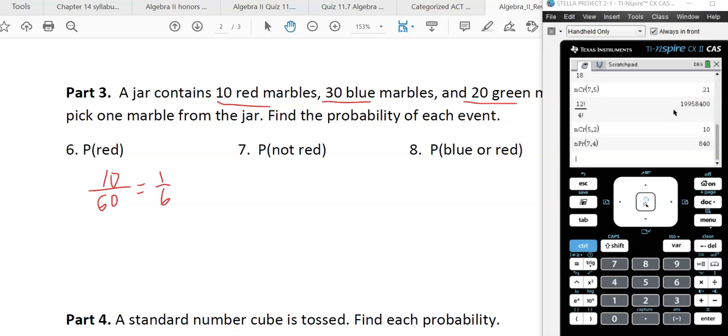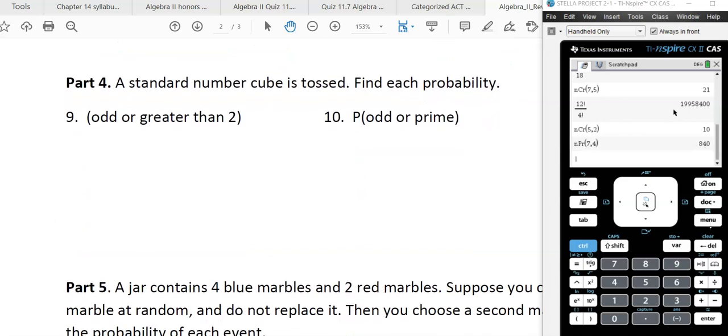And not red. So it's still choosing out of 60, but not red would be all the others. Well, 20 and 30, green and blue, add up to 50, so that'd be 5/6. Now blue or red. There's no overlap between the two, so I'm just adding those, so that'd be 40 over 60, which is 2/3, if you simplify that.